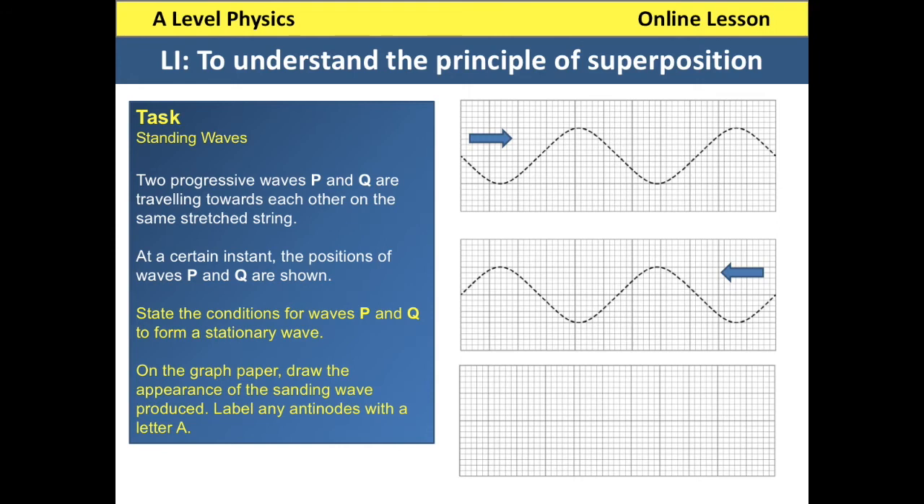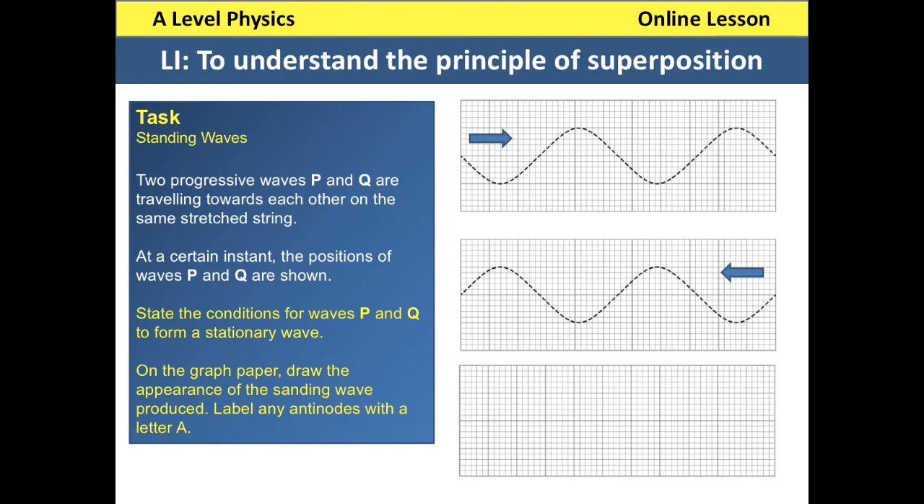Now let's have a go at a task. So I'd like you to read through the task and then press play once you've completed it to check your work. 2 progressive waves, P and Q, are travelling towards each other on the same stretched string. At a certain instant, the positions of waves P and Q are shown. The first question is to state the condition for waves P and Q to form a stationary wave.